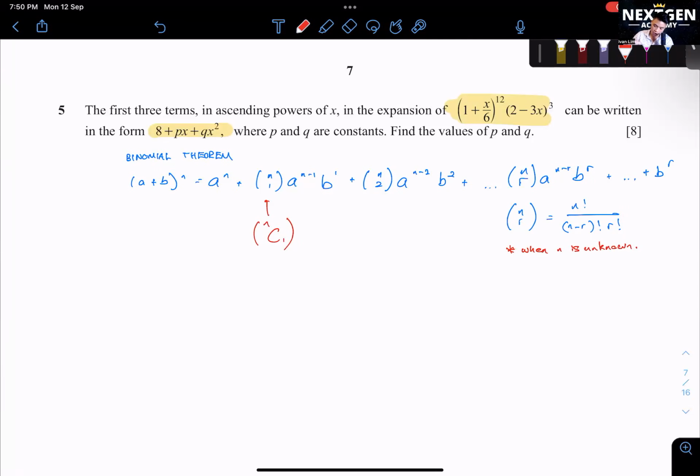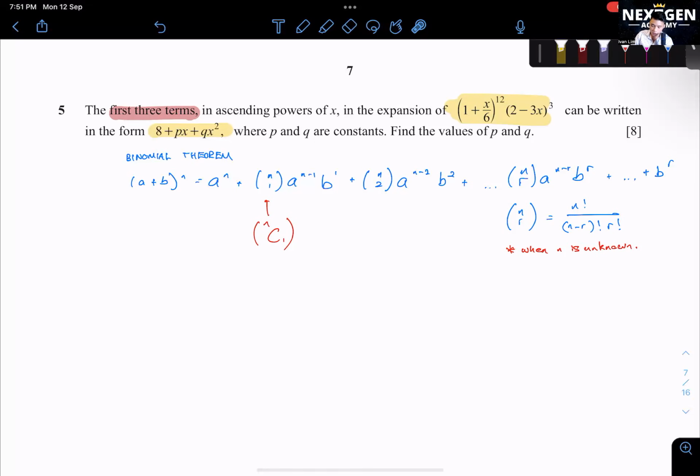So now this question, I also always see students go and expand everything, all the terms. If you were to expand every single term of 1 plus x over 6 to the power of 12, you will get 13 terms. It's always n plus 1 terms for the total terms that you will get. They are just saying they want the first 3 terms only.